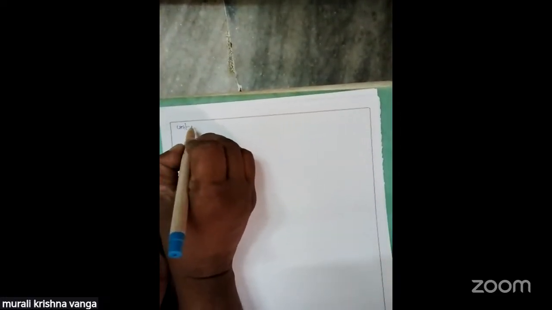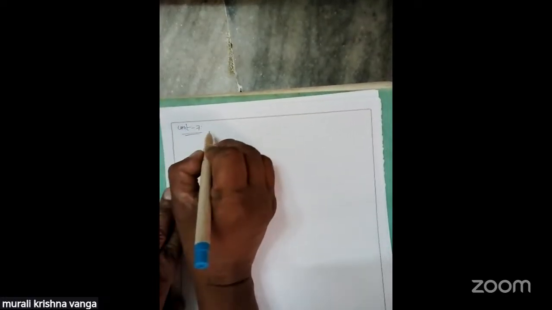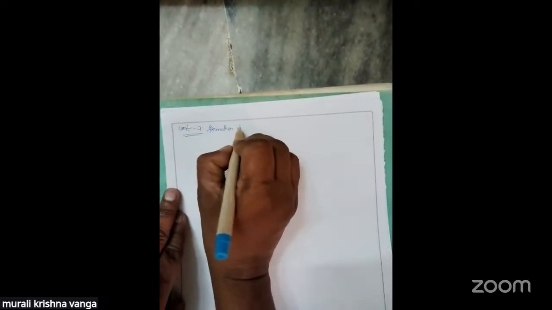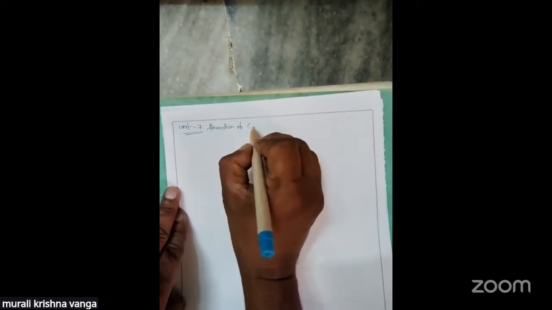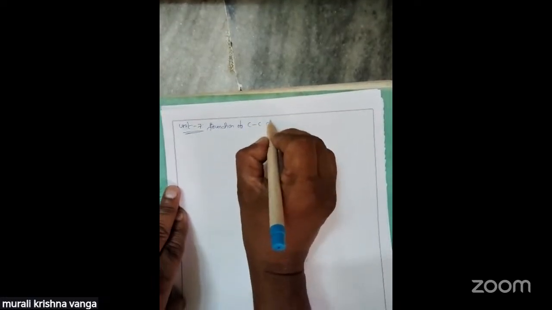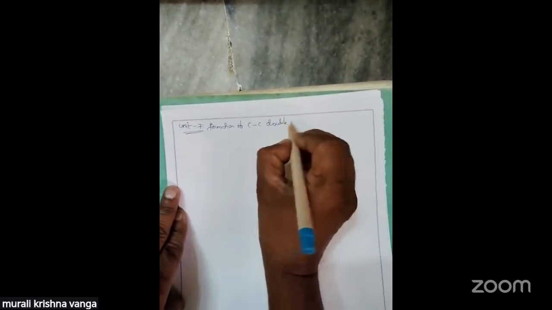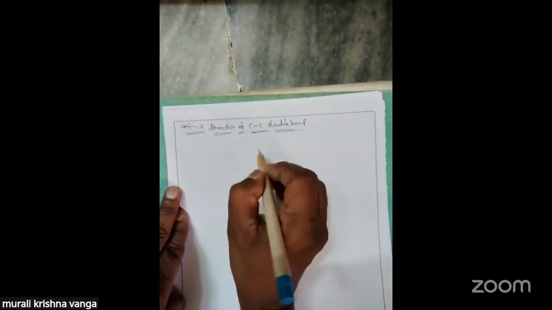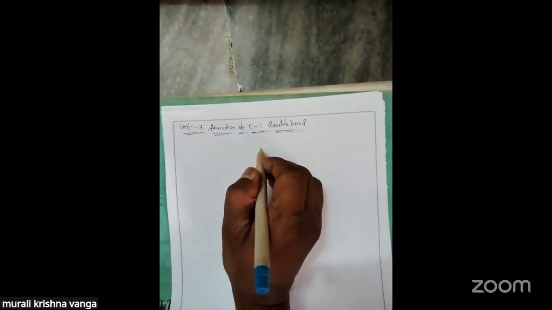Now we are going to discuss Unit 7: Formation of carbon-carbon double bond.